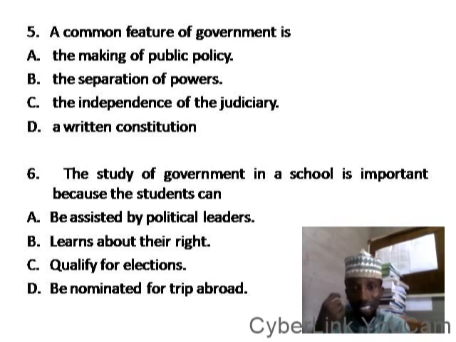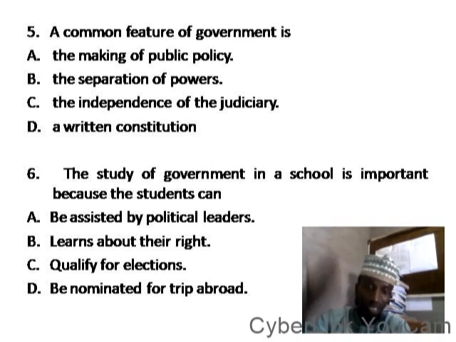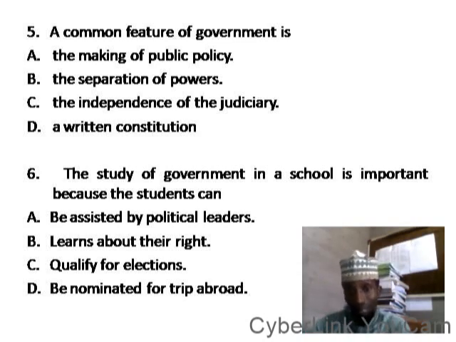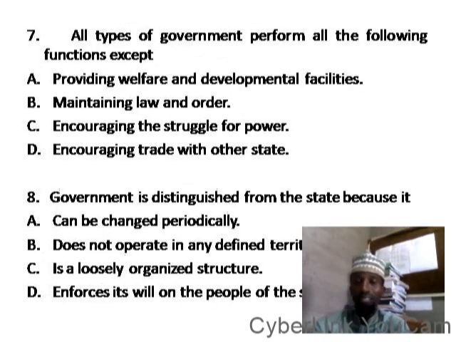Under reasons of studying government, we have some reasons why we study government. Among them is to inculcate the spirit of patriotism in the mind of the students. Among them, if you agree with me, is to know about our own rights, our own fundamental human rights. So option B is the correct answer, that is, learn about their rights. It's one of the reasons why we study government, to know about our rights.